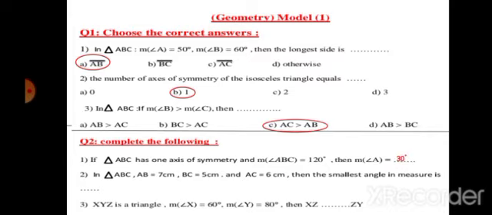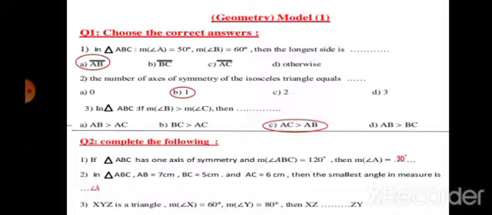In triangle ABC, AB equals 7, BC equals 5 centimeter, and AC equals 6 centimeter. Then the smallest angle in measure, of course, is opposite to the shortest side. What is the shortest side here? The shortest side here, excellent, is BC. Okay, what is the opposite angle of BC? Excellent, angle A.